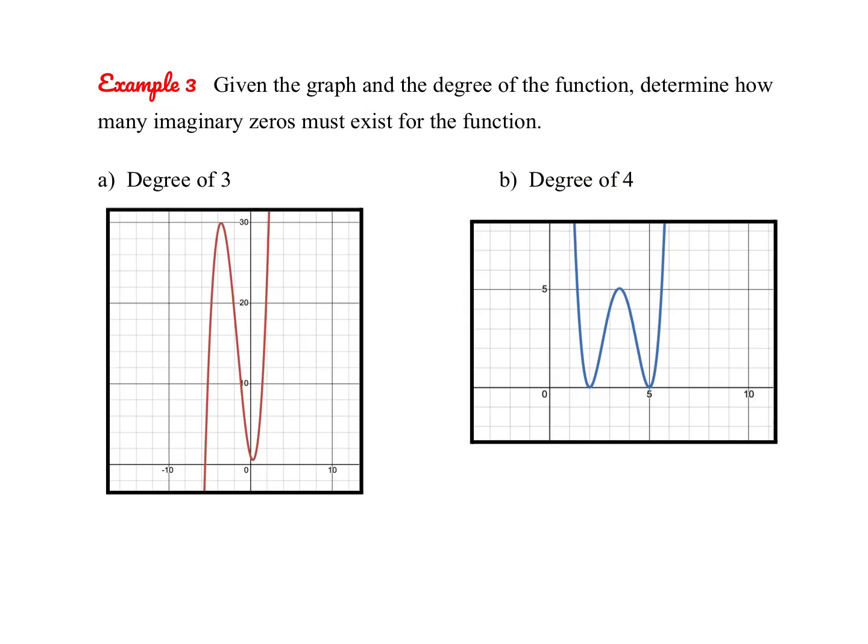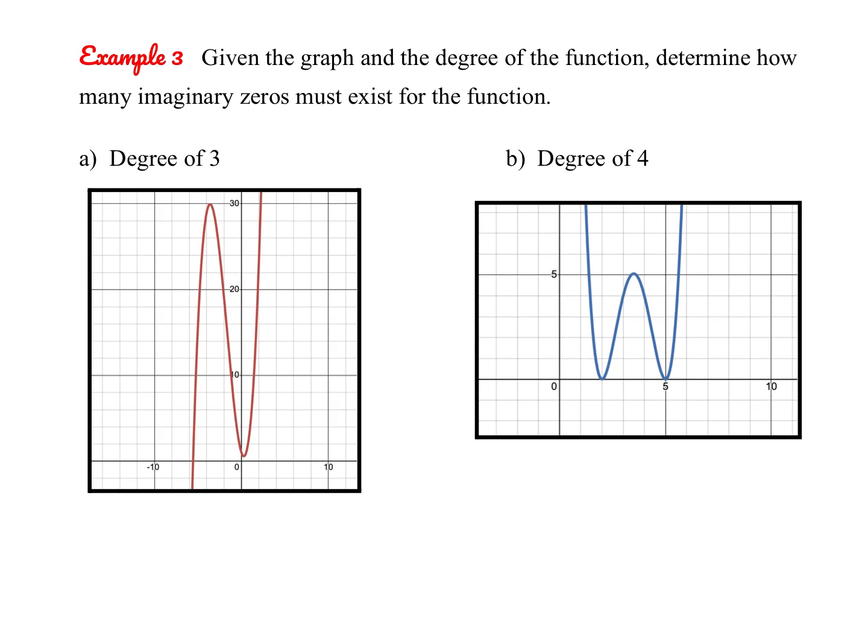Okay, let's take a break from solving and try a more conceptual problem. Here we have a graph of a function and the degree of the function. So based on the graph, we need to determine how many imaginary zeros must exist for the function. So I know if the degree is 3, I should have 3 solutions to this problem. So I know that if there's an x-intercept like you see here, that's a solution. Okay, so here you can see that I only have one x-intercept for this graph. So that means that I only have one real solution.